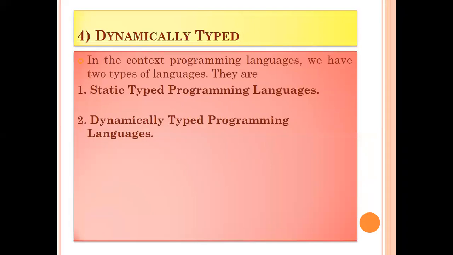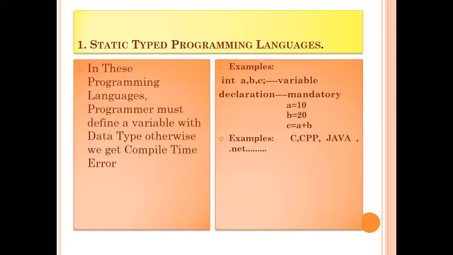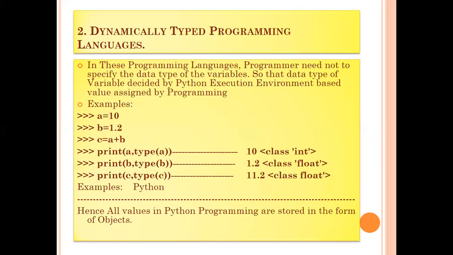Why is it known as a dynamically typed language? We have two types of languages: statically typed and dynamically typed. In static typing, we need to define a variable with its data type. But in dynamically typed languages, we need not define it. Whenever we run the program, we get what type of variable it is on our own. I've shown you with the help of an example also.